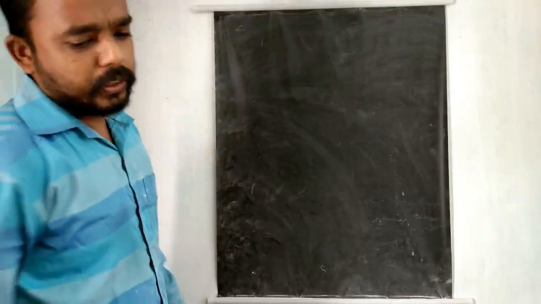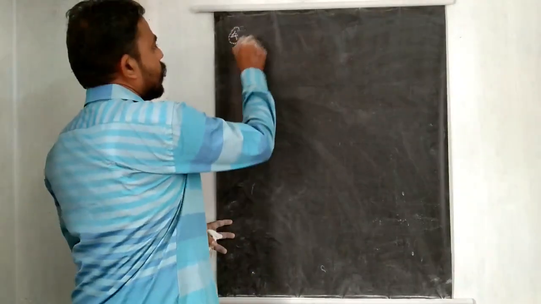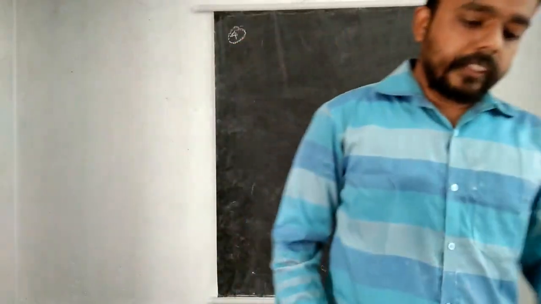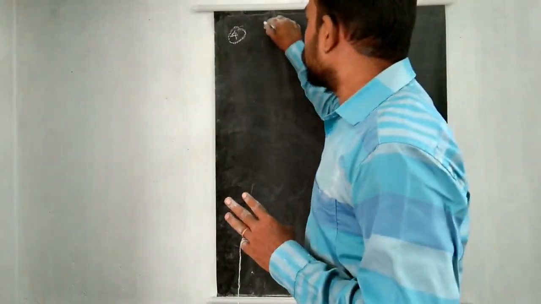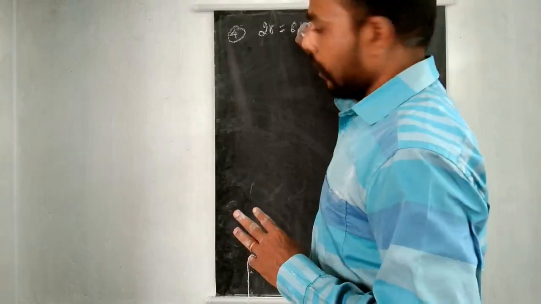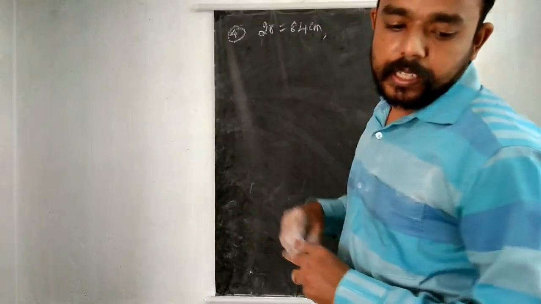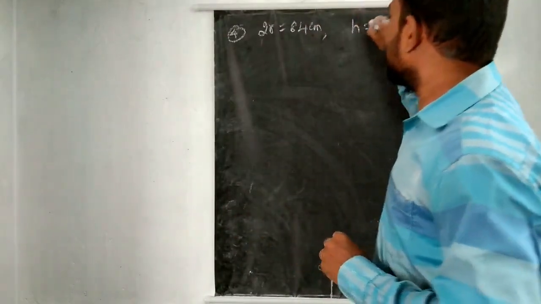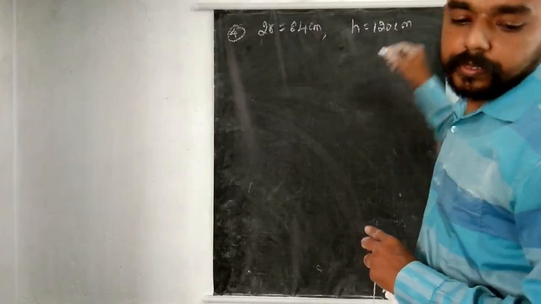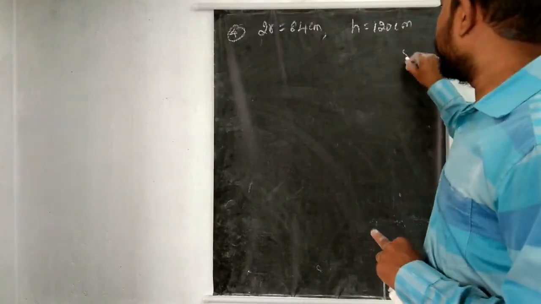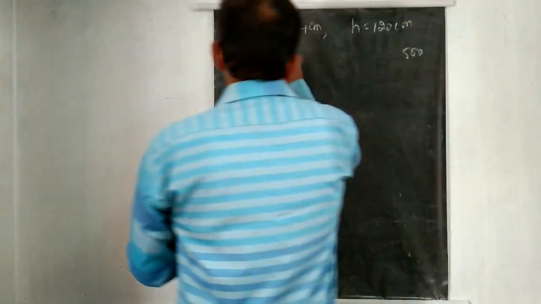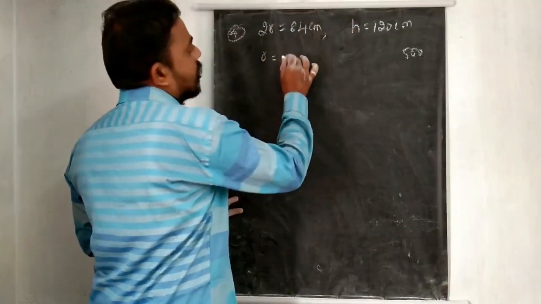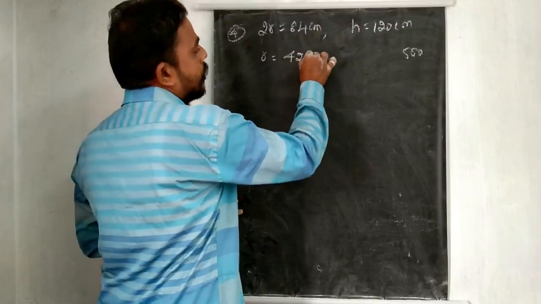Now we need to solve the fourth problem. The diameter of the roller means it's a cylindrical form. So 2r equal to 84 centimeter and the length h equal to 120 centimeter. It takes 500 complete revolutions. So r equal to, we just need to divide by 2, 42 centimeter.